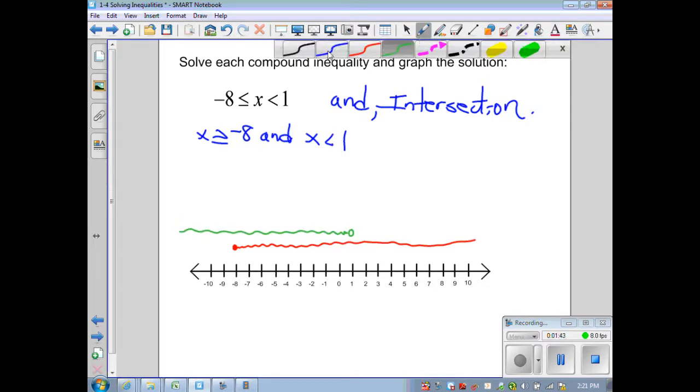Then I want to combine these two for a solution on the number line. So here I have a closed point at negative 8, and it's closed on the green also, so that's a closed point. At 1, I have a closed point on the red, but on the green it's an open point, so it will remain open. And then I want to shade all values in between, because those are the values that are shared for the red and green graphs. And this is the solution to that compound inequality.